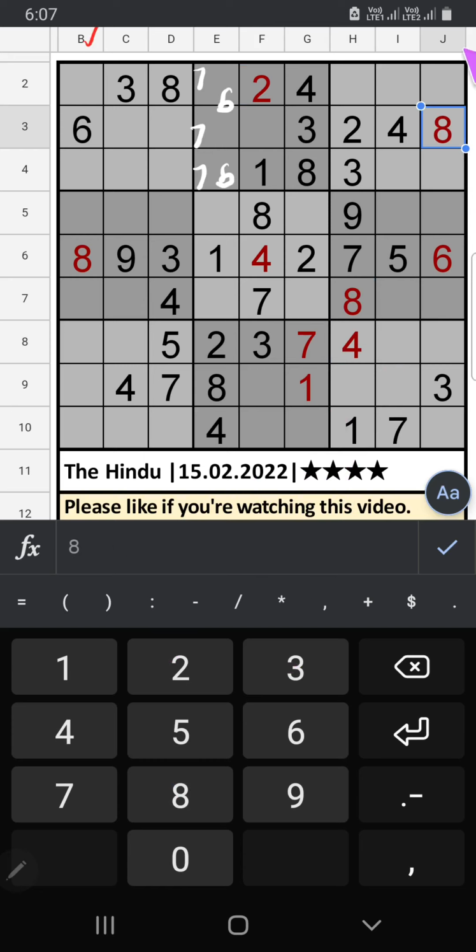Column B and column J, we have pair numbers 6 and 8. 6 and 8 can't come these cells. It will come any one of the cells. We will confirm later.